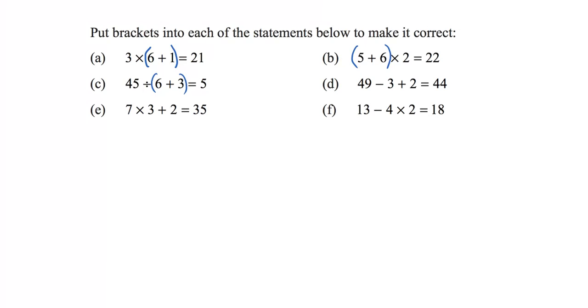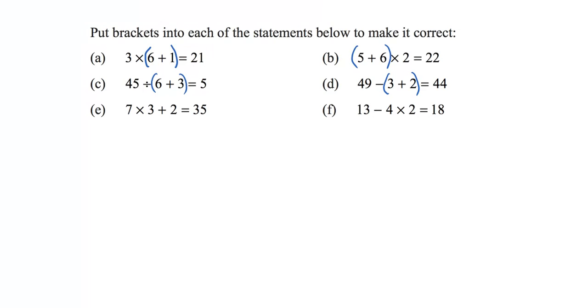Okay, now in D, 49 take away 3 plus 2. This is going to be quite a tricky one. If we just did it as it comes, we're going to have 49 take away 3, which is 46, plus 2. Well, that's going to give us 48, so that isn't right. However, maybe if we created brackets around here, we'd have to do that first, which would give us 49 minus 5, and that will give us the correct answer. So that's where we're going to put the brackets in that particular example.